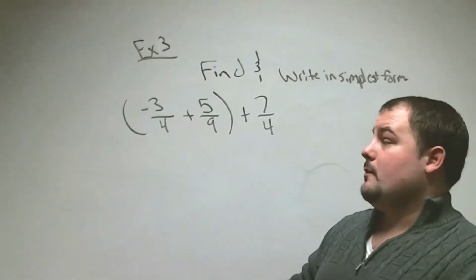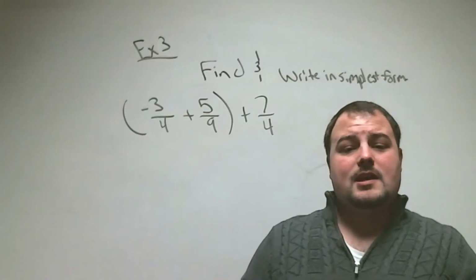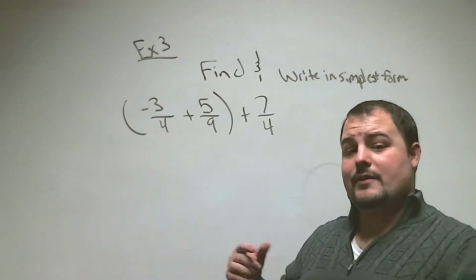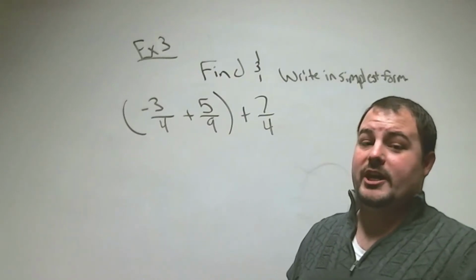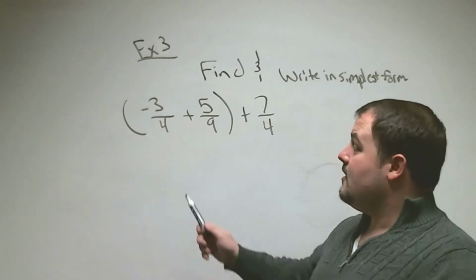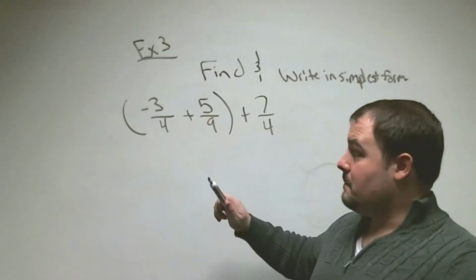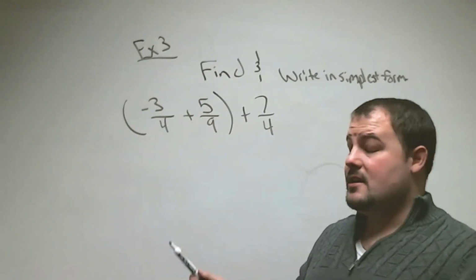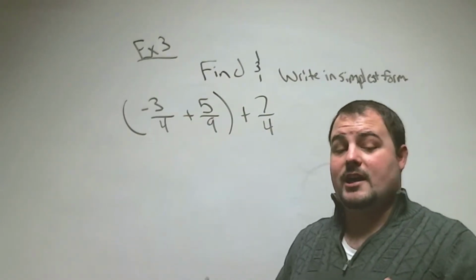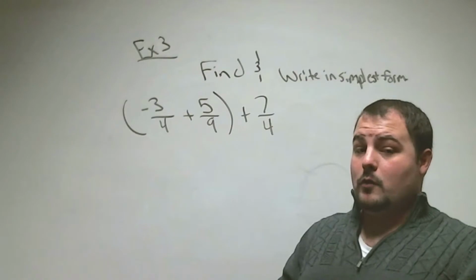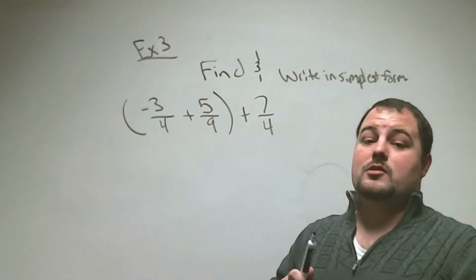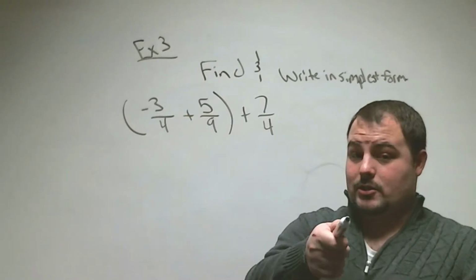Alright, in example 3, we're looking at 3 different fractions, and we're going to add them all together. Now, again, before you can ever add or subtract, we need to make sure that all of these fractions have the same denominator. Well, this one's denominator is 4. This one's denominator is 9, and this one's denominator is 4. So I need to think about where 4 and 9 have a number in common. Well, 4's multiples are 4, 8, 12, 16, 20, 24, 28, 32, 36. 36, that number.